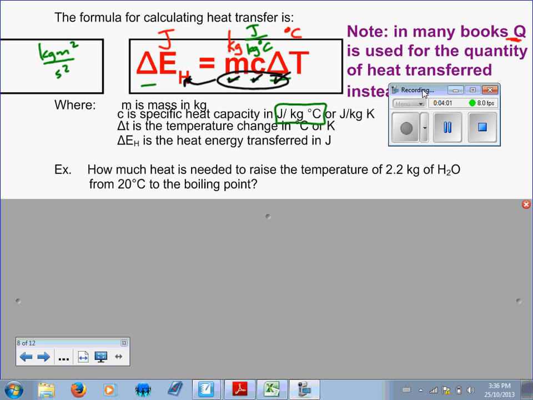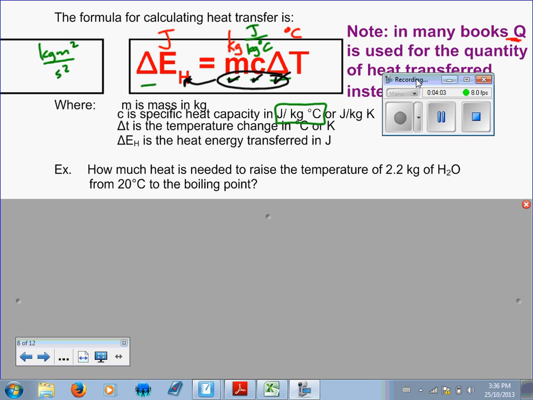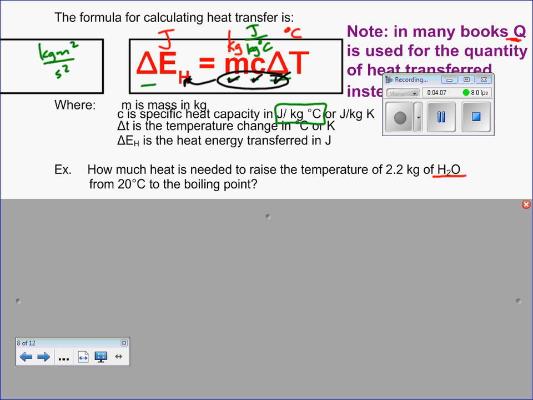So to illustrate this with an example, we have water, 2.2 kilograms of water, and we want to take it from 20 degrees Celsius to its boiling point, which is 100 degrees Celsius. So your first step, pause the video right now and find the heat capacity of water. Come back. When you have the heat capacity of water, now see if you can work this out without any help from me. Quick pause, try that.